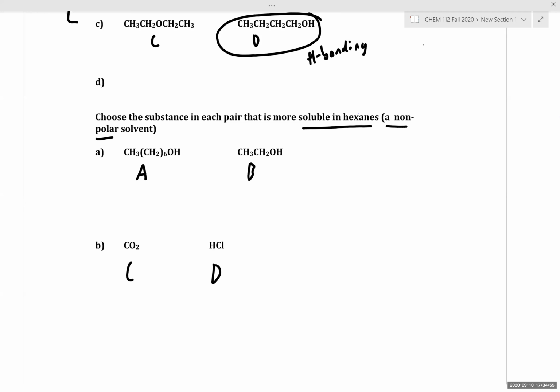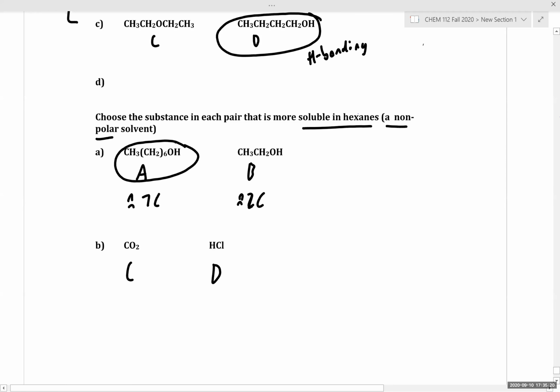So let's take a look at this example. So in the first case, we have a structure with 7 carbons. In the second case, we have a structure with 2 carbons. So which of these two alcohols will have more non-polar character? A. A, yep. So that's why A is more soluble in hexanes, a non-polar solvent.